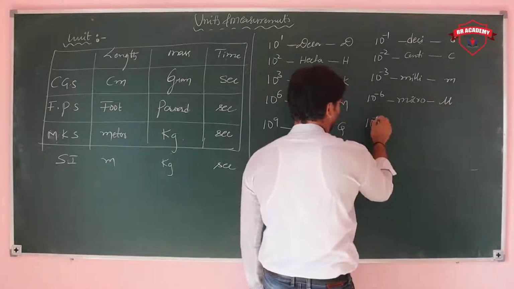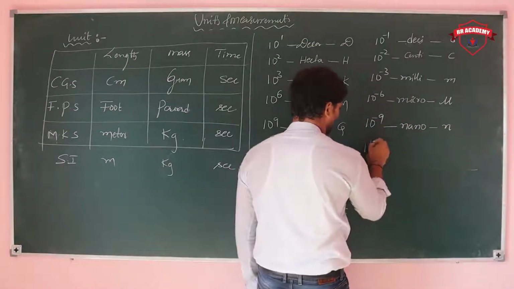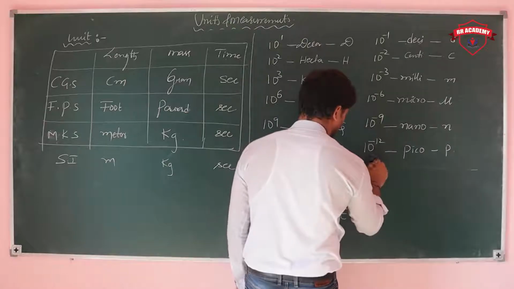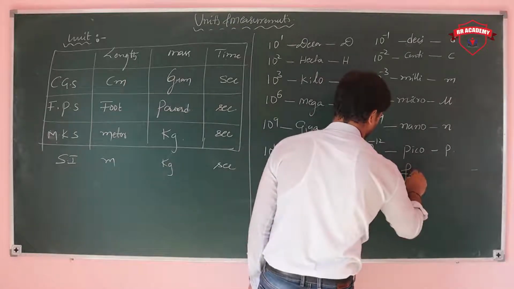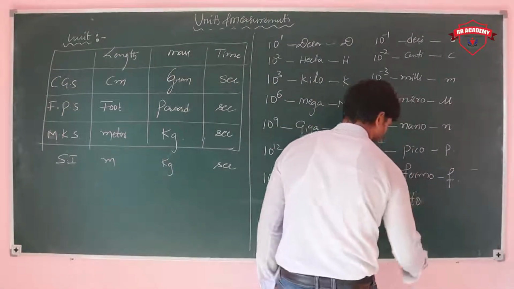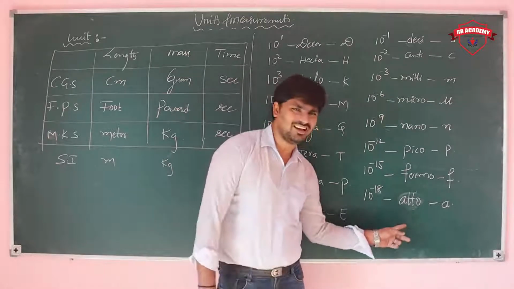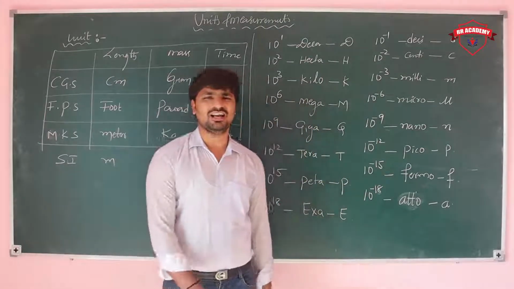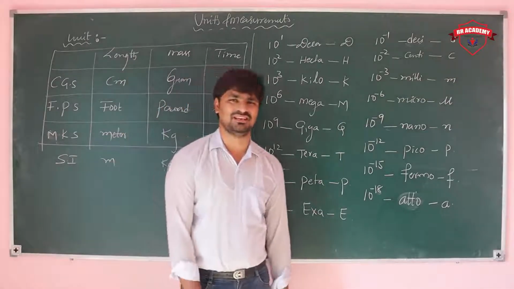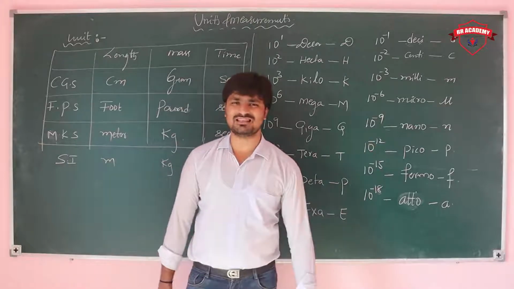mu. 10 power minus 9, nano. 10 power minus 12, pico. 10 power minus 15, femto. 10 power minus 18, atto, symbol small a. So these are the multiples and submultiples. What we are using: nanometer, picometer, micrometer, millimeter, centimeter, decimeter, whatever we are using comes from here only. These are the multiples and submultiples of SI units.